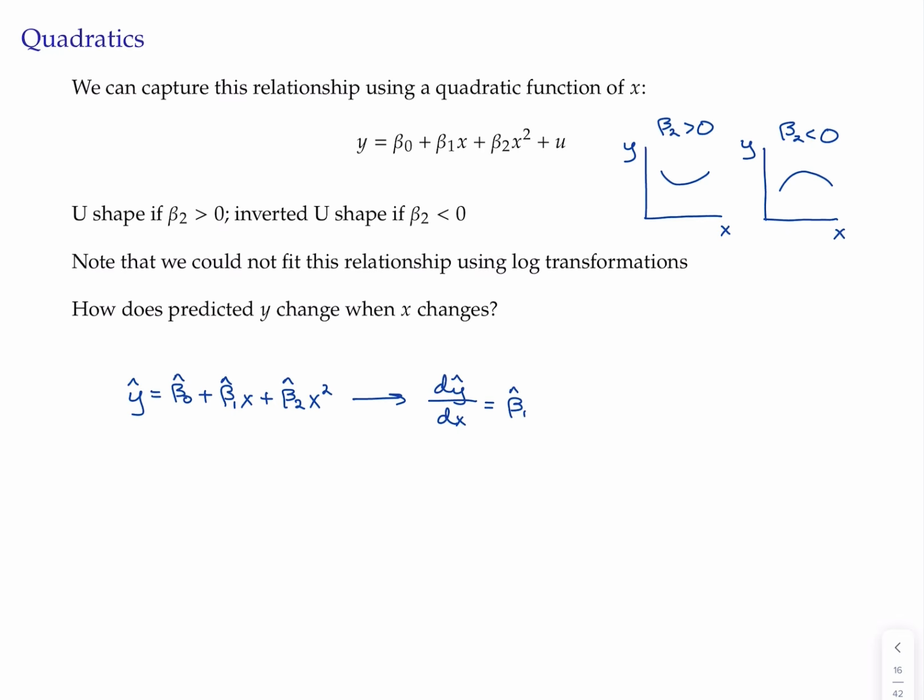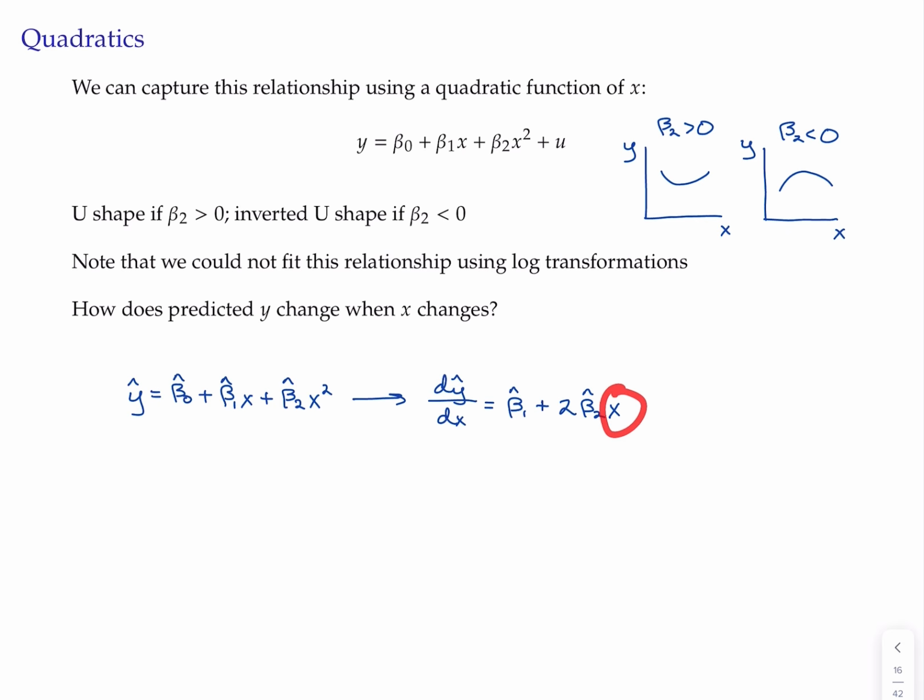Now notice in the special case where we don't include the x squared term, or its coefficient is 0, this is the standard case where the slope between y and x is just constant. It's whatever that beta 1 hat is. Here, though, we have another term, so we apply power rule to this. We get 2 times the coefficient, beta 2 hat, times x, like so.